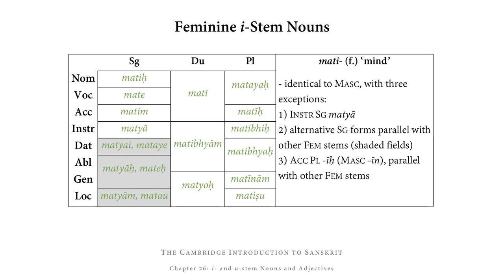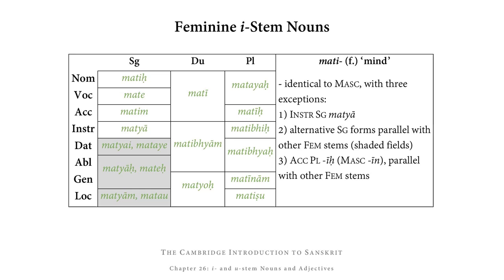But then we come to the first difference, and that is in the instrumental singular we do not find an n added in between stem and ending, but we find the ending added straight onto the stem, giving us matya. This is mati plus a, and through internal sandhi we get not mati a but matya.